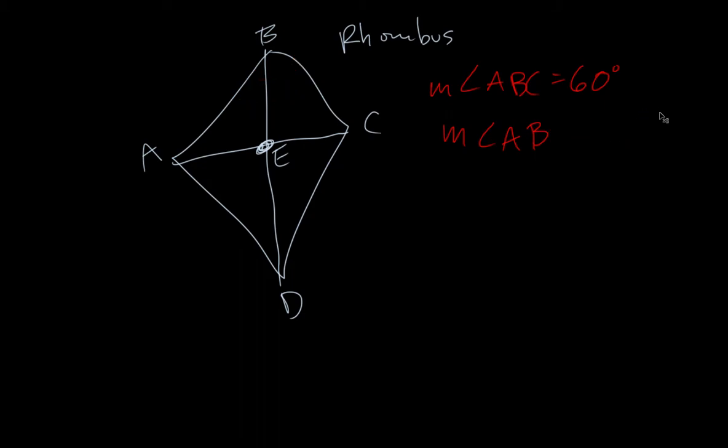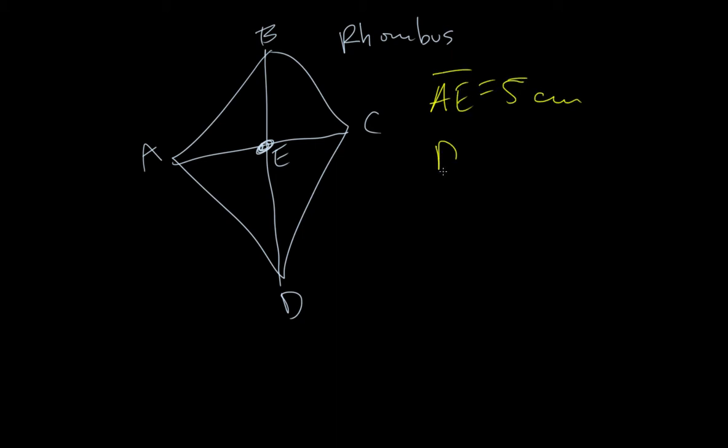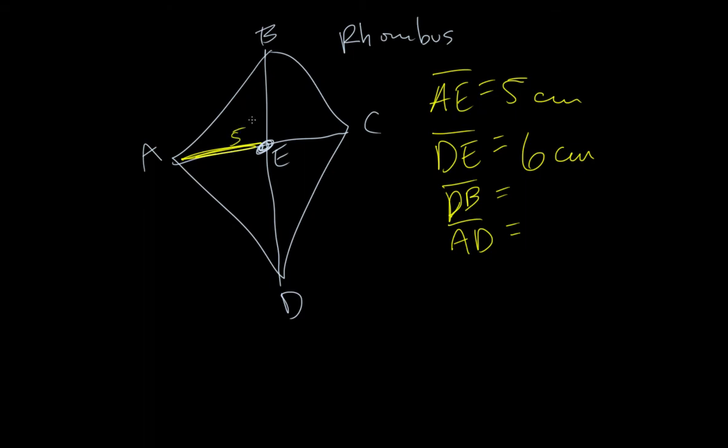Okay, clear the diagram each time. And then we say AE is equal to 5 centimeters, DE is equal to 6 centimeters, and we want to find DB as well as AD. So AE, from here to here, is 5. DE is 6. And we want to find DB.